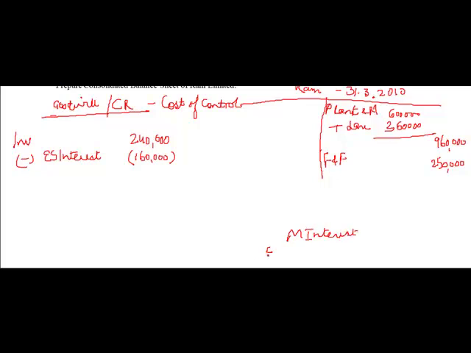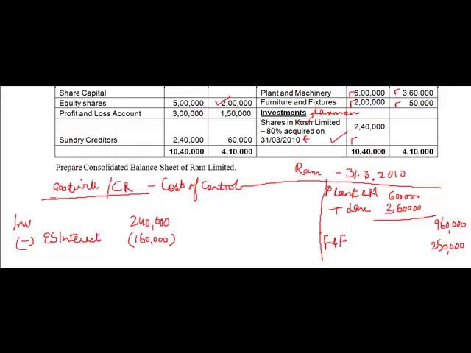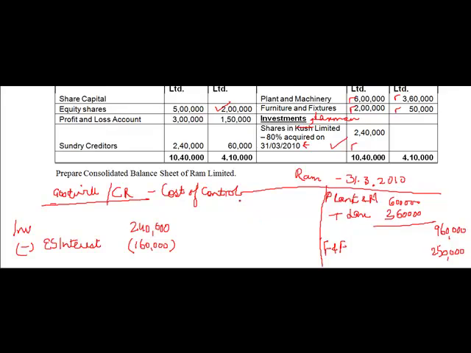Now what is the minority interest? It is the interest in equity share capital, which is 40,000 in the present case, right? So 40,000 is owned by the minority. Now on the credit side of Ram Limited's consolidated balance sheet, I would have equity share capital, which is 5 lakh, right? So this is again the adjustment I have already done.